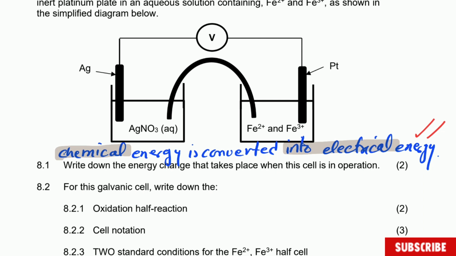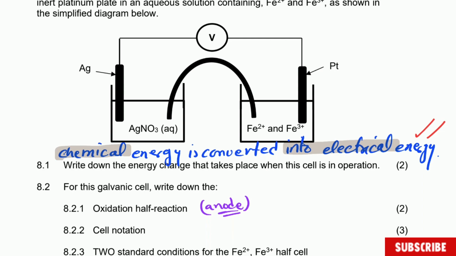For this galvanic cell, write down the oxidation half reaction and the cell notation. What we need to know here is that the oxidation will happen at the anode. This is important to know. The oxidation will happen at the anode, okay?